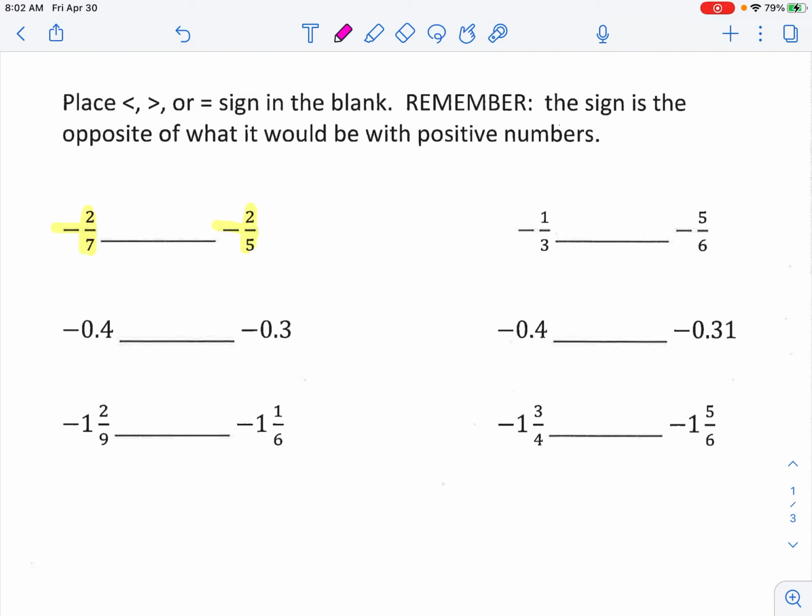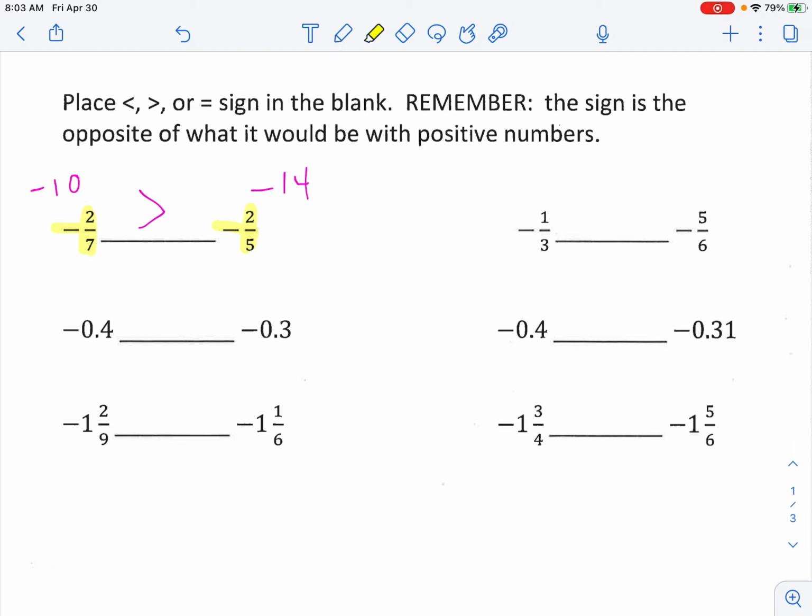So remember, the easiest way to do this is by doing cross products. So I'm going to multiply 7 times 2, that's -14, and 5 times 2 is -10. So -10 is greater than -14. -10 would be to the right of -14 on a number line.